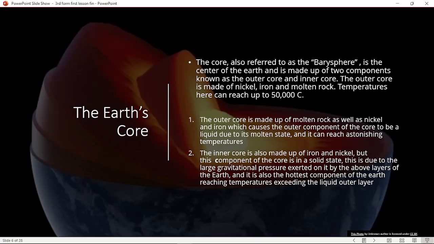The inner core, the second of the two components. This is also made up of iron and nickel, but this component of the core is in a solid state. This is due to the large gravitational pressure exerted on the layer by the layers above, like the mantle and crust and such. And this causes that component of the earth to become more compressed and dense due to that gravitational push. And it's also the hottest component of the earth, reaching temperatures exceeding that of the liquid outer core as mentioned before.